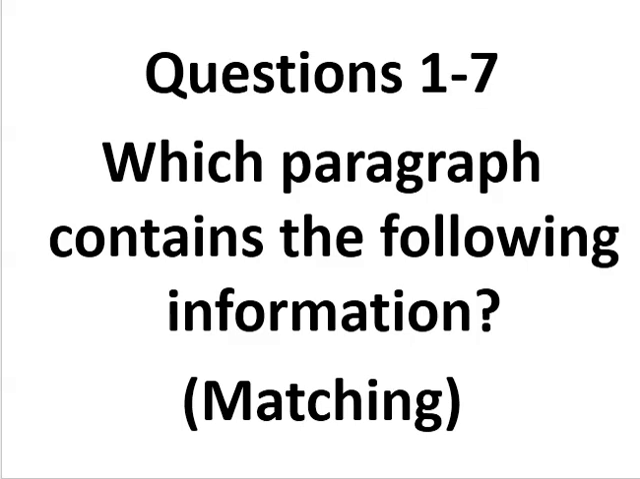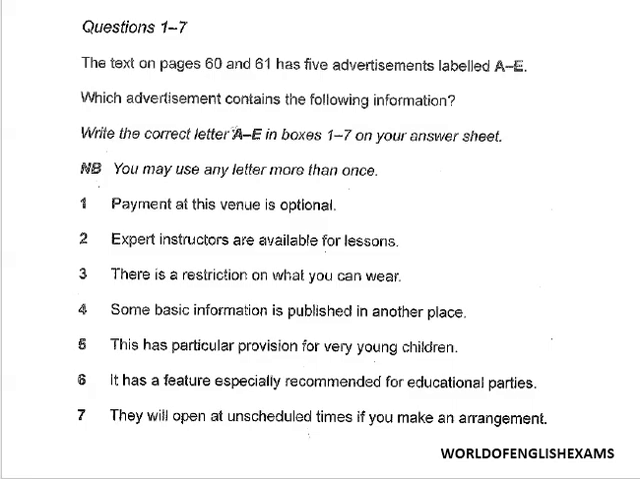So let's approach it. First of all, let's try and identify this question type, and then we will proceed with the technique. So the first 7 questions will look something like this, and the heading clearly says which advertisement contains the following information. So when you see something like this, it belongs to the question type called para matching. Which paragraph contains the following information? Guys, what is important to note here is this small instruction which says NB.